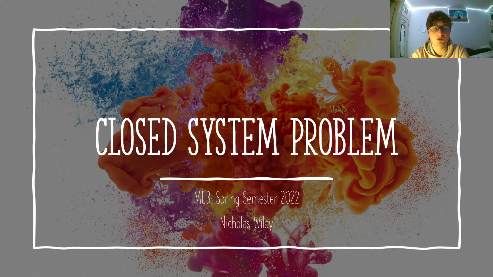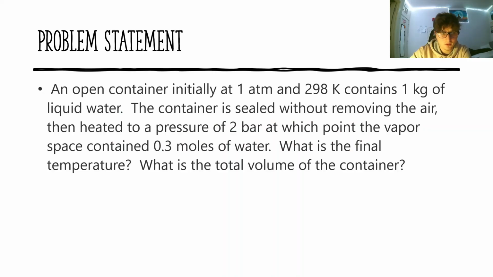This is part 4 of homework 1 for material and energy balances. What we're going to be looking at is a closed system problem. The problem statement is: an open container initially at 1 atmosphere and 298 Kelvin contains 1 kilogram of liquid water. The container is sealed without removing the air, then heated to a pressure of 2 bar, at which point the vapor space contains 0.3 moles of water. What is the final temperature and what is the total volume of the container?